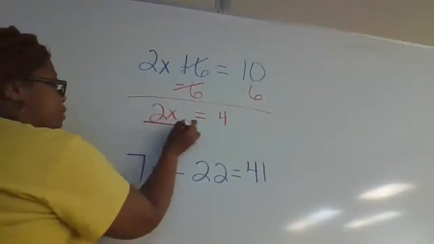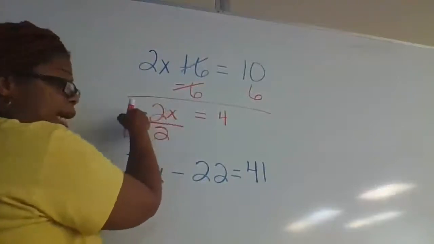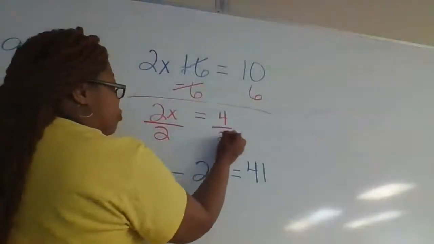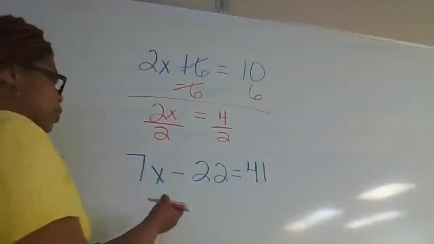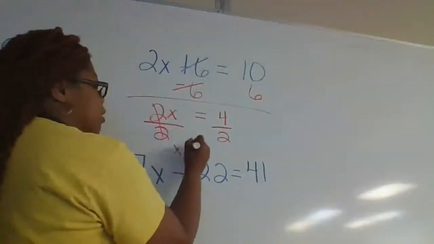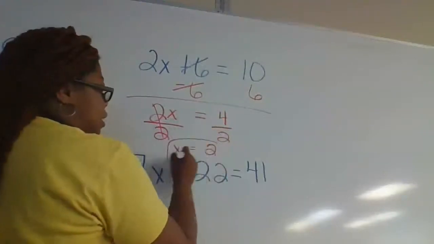So we're going to divide by 2 because we're trying to get it by itself. So we're dividing by the number that we need to get rid of. Divide by 2. On one side, we do on the other side. So here, cancel out the 2's. X equals 4 divided by 2 is 2.